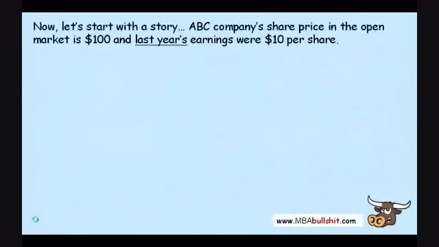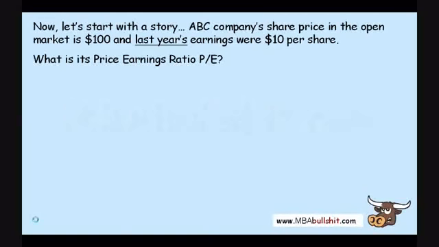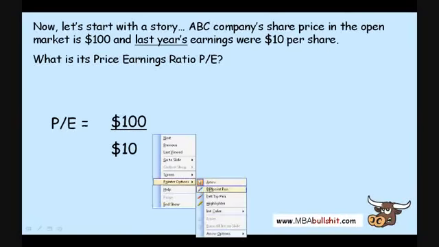Now I'd like to start with a story. Let's say that ABC company's share price in the open market is $100 and last year's earnings were $10 per share. What is the price-earnings ratio? Very simple. You'll notice that in financial ratio analysis, computing the ratio is the easiest thing to do. What's more important is how you interpret or analyze or understand the ratio. So anyway, the price-earnings ratio here is simply $100 divided by $10.